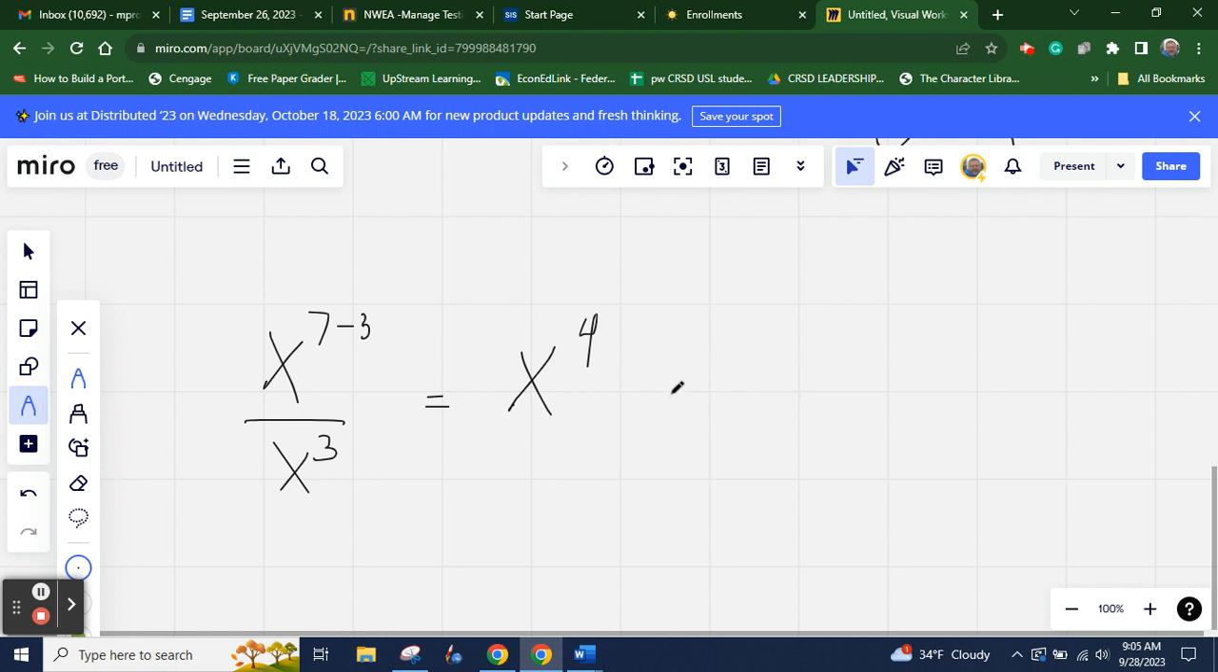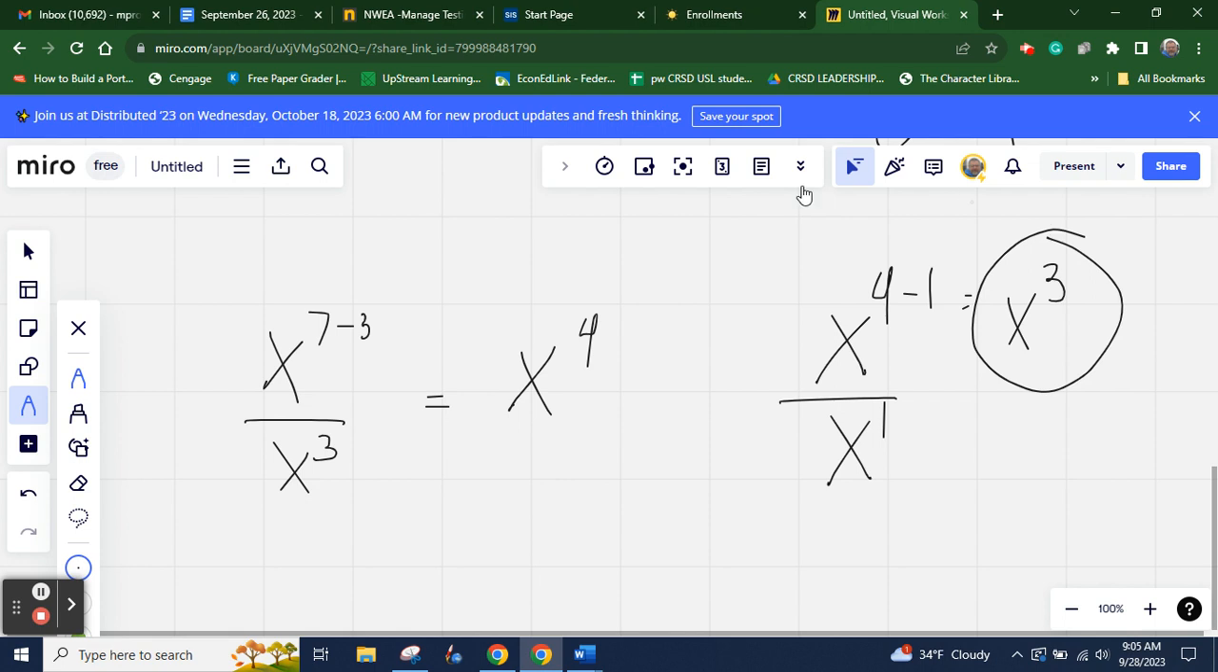Okay. And then let's say we had x to the 4th over x, right? Again, this doesn't have a number, but we know it's a 1. 4 minus 1, that's x to the 3rd, and that's it. So that's how you do this.